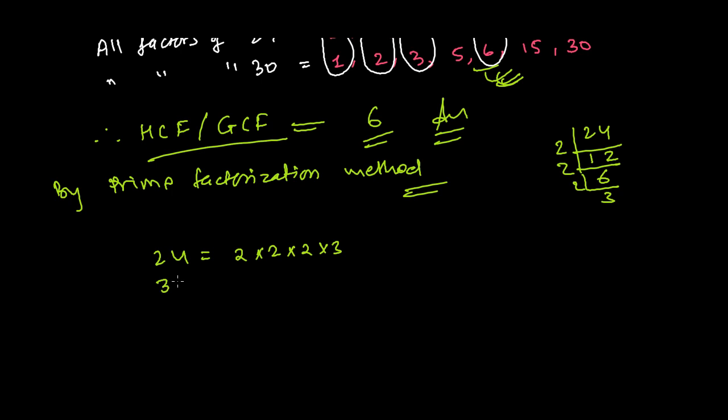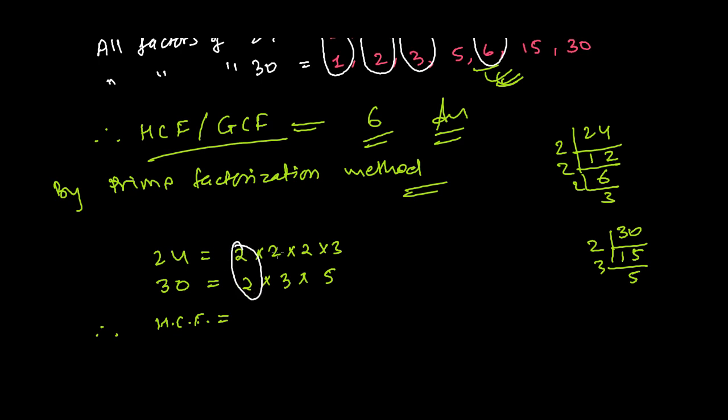Now I'm going to write the prime factorization of 30. Let me do it here only. So 2 times 15, and now 3 times 5. So it is 2 times 3 times 5. So therefore, the highest common factor, or the greatest common factor. Now here you need to choose all those common parts.